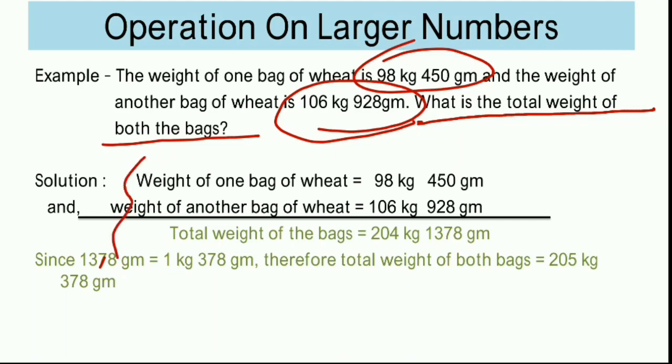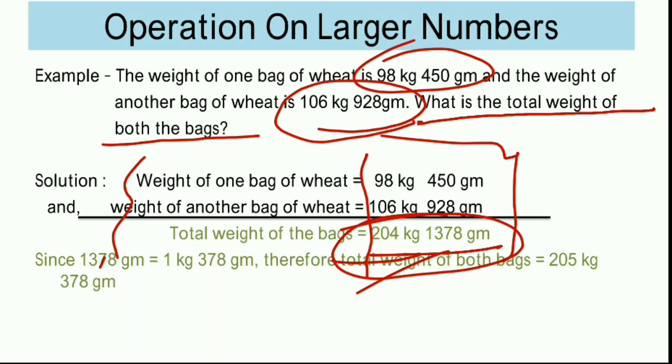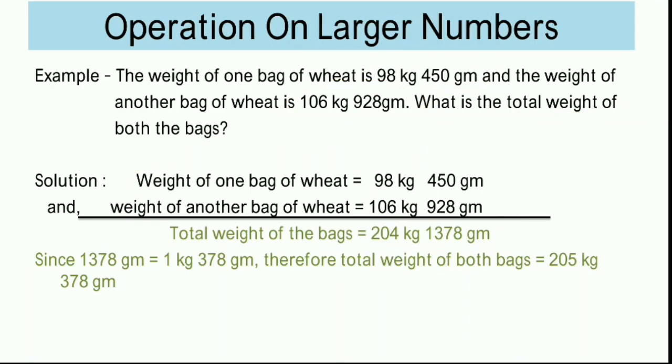You don't just write the numerical data and get the sum, and that will be the answer. No, the statement is very, very important. So how will you write? You write like this: weight of one bag of wheat is equal to 98 kg 450 gram. The statement may differ.